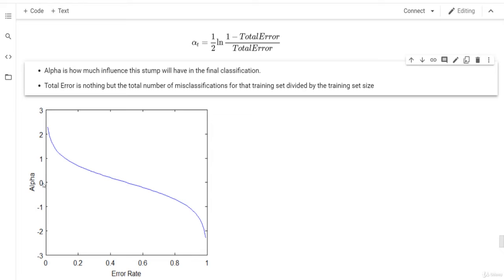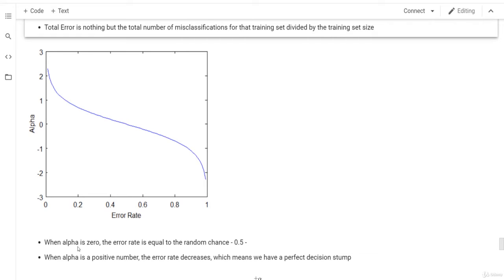So if alpha is 0, this basically means that the total error, or the error rate, is 0.5. So if we put 0.5 here, we will have 1 minus 0.5, so we have 0.5 over 0.5. So this is 1. And then we have here half of ln 1, so this is basically 0. Okay, so alpha is 0 when the error rate is 0.5. So when alpha is 0, the error rate is equal to random chance.